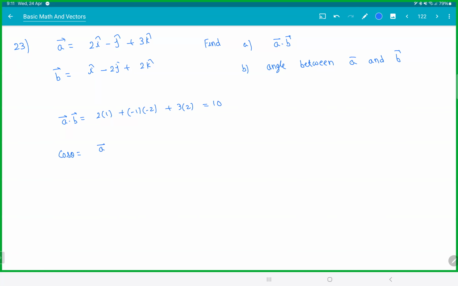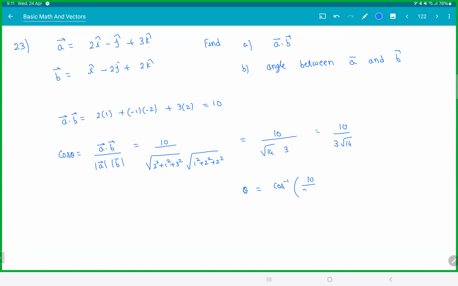Cos theta is a bar dot b bar divided by the magnitude of a bar and the magnitude of b bar. That turns out to be 10 by root over 2 square, 1 square, 3 square, times root over 1 square, 2 square, 2 square. That is 10 by root 14 times root 9, that is 3. You don't have a good number, so 10 by 3 root 14. You can leave the answer like this. So theta would be cos inverse of 10 by 3 root 14.